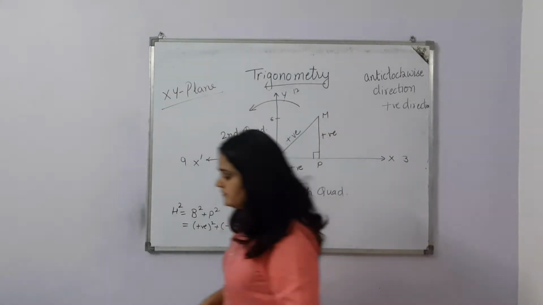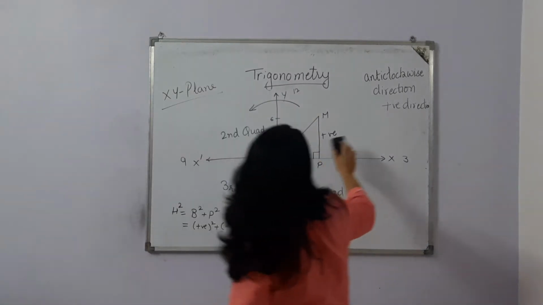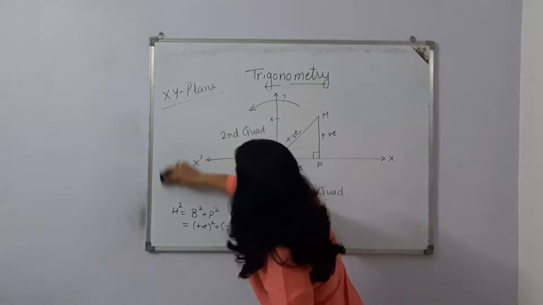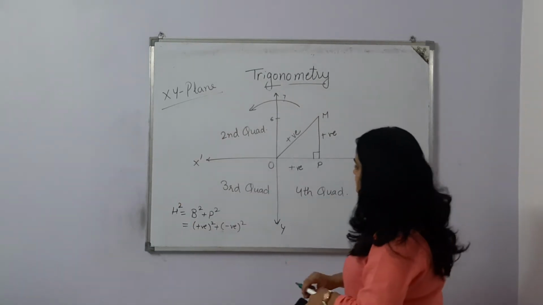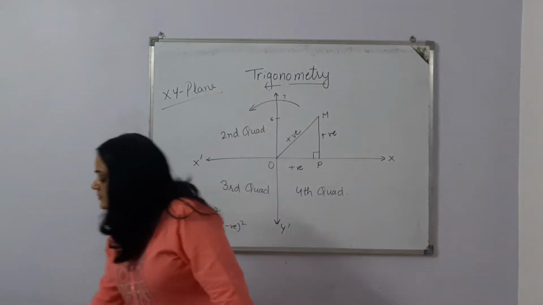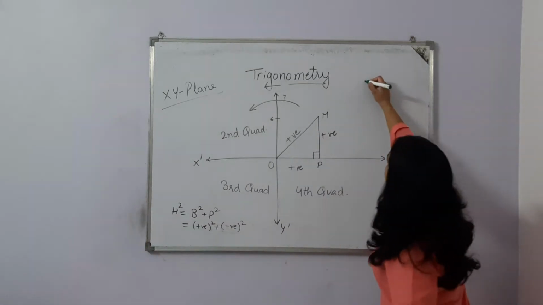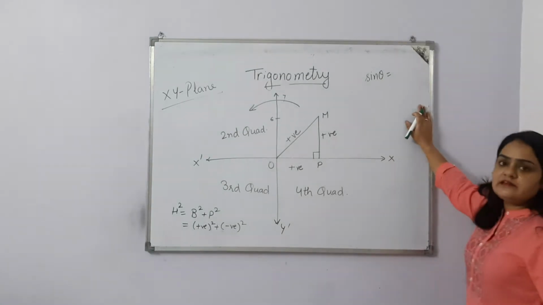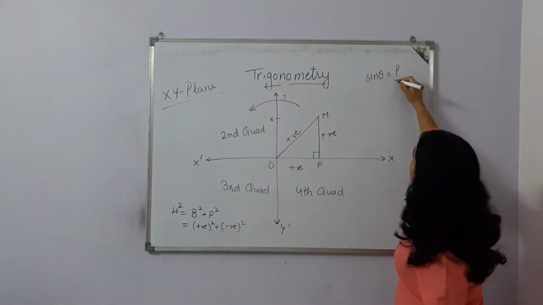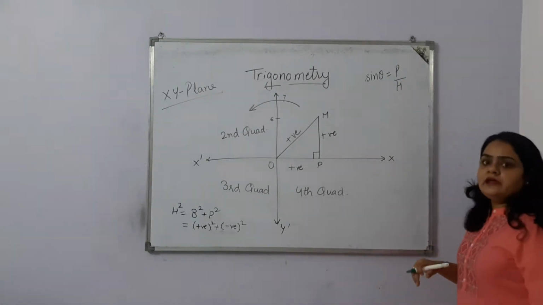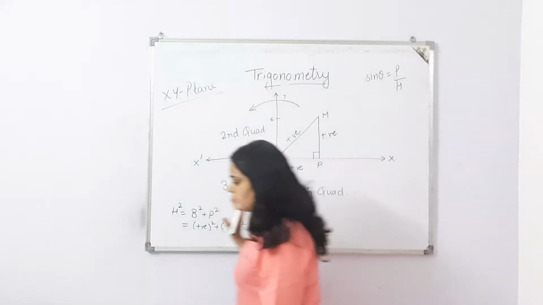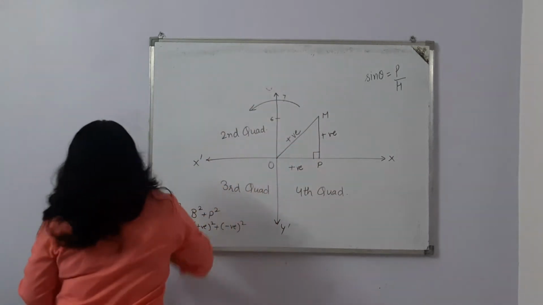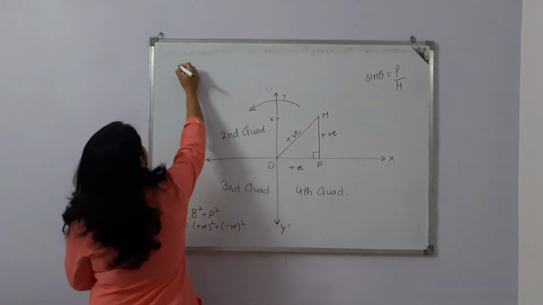Now the main thing is that we have the first trigonometric ratio, sine theta. Sine theta's formula is perpendicular upon hypotenuse. And you have already heard a rhyme to learn the basic formulae. What is that rhyme?